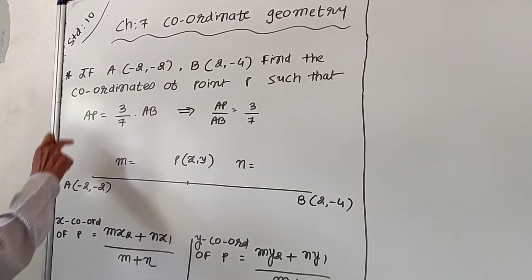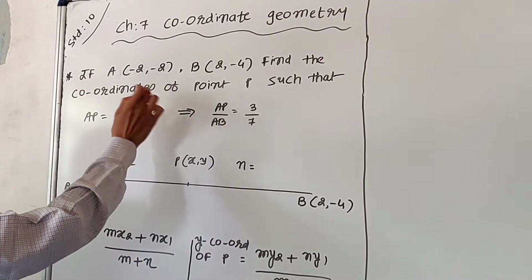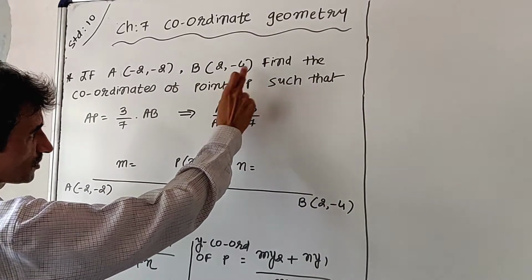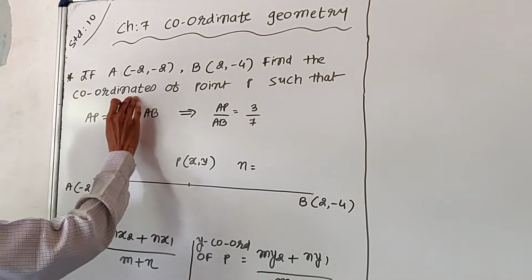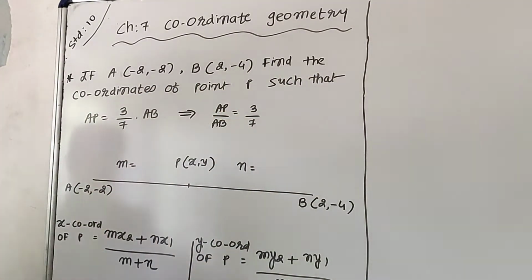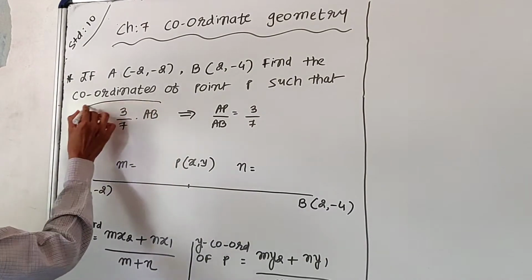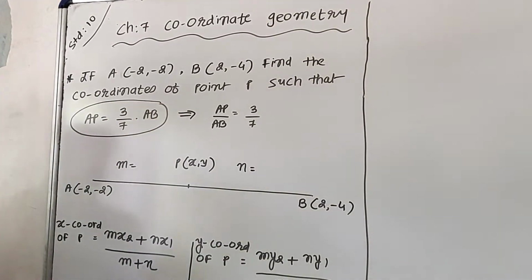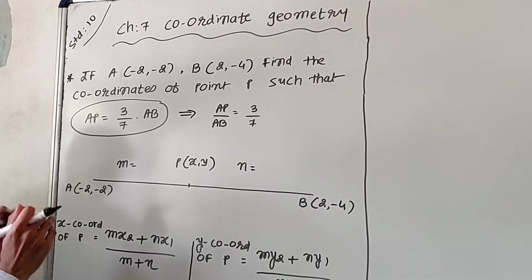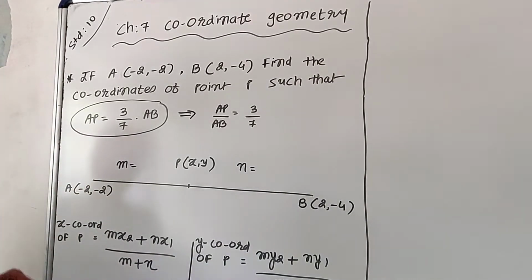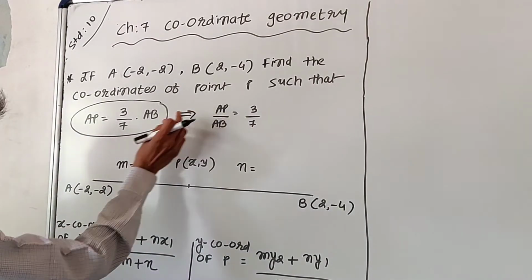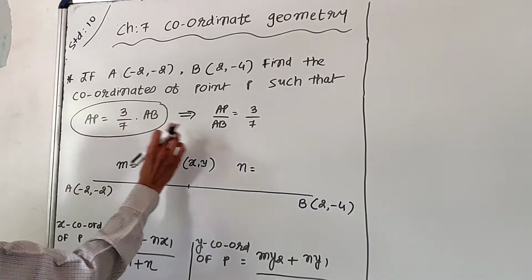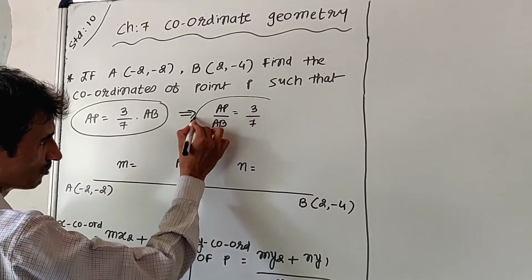Now the next sum: if line segment AB, the coordinates of A are (-2, 2) and B is (2, -4), find the coordinates of point P such that the condition given is AP is equal to 3 by 7 into AB. That means the ratio is given, but indirectly. Suppose I want to replace AP, no change at all. Now AB goes downward, and the denominator is 3 by 7. You can see it is good.